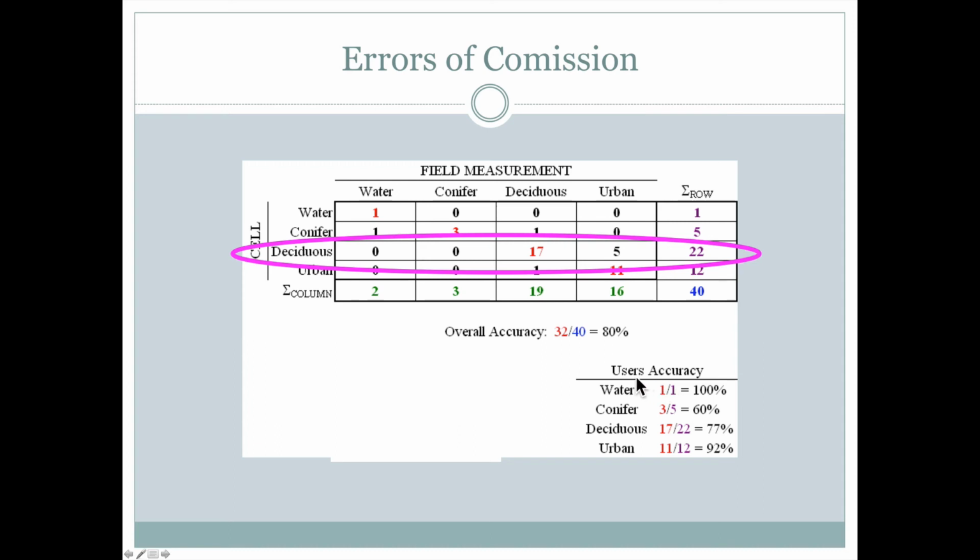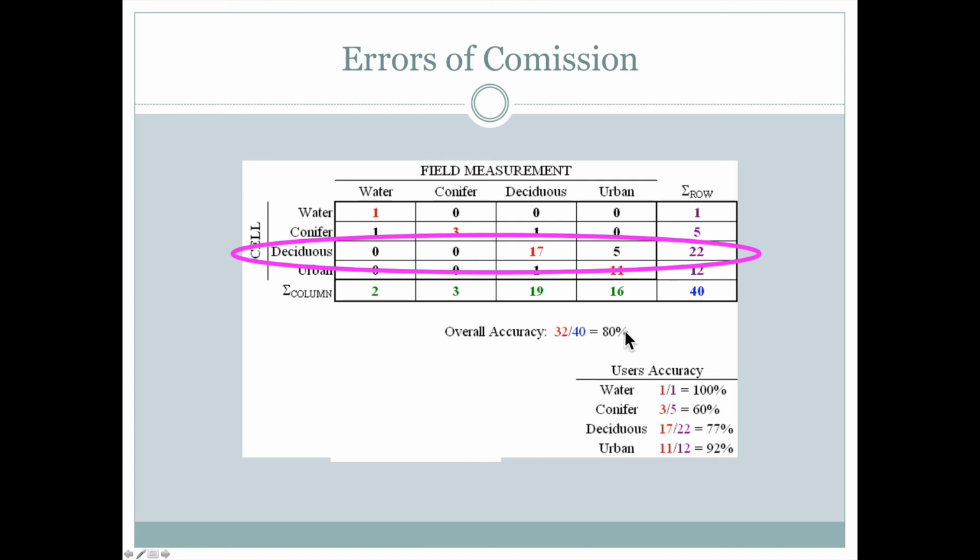The other type of accuracy is sometimes called user's accuracy, and it's associated with errors of commission. And in order to look at this, we look at the rows of the table. In this example here, of everything we identified as deciduous, 17 of those actually were deciduous when we looked on the ground. But when we looked on the ground, 5 of those that we identified as deciduous were actually urban areas. So we can see that we were correct 17 times and wrong 5 times for a total of 22. And that gives us a 77% user's accuracy for that particular category.